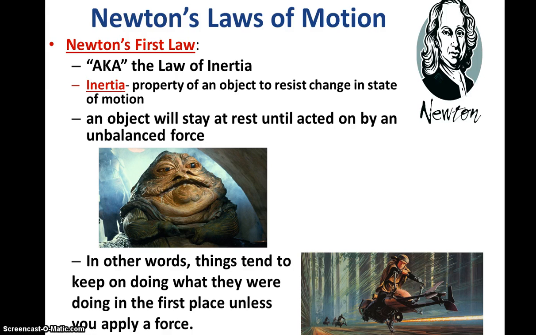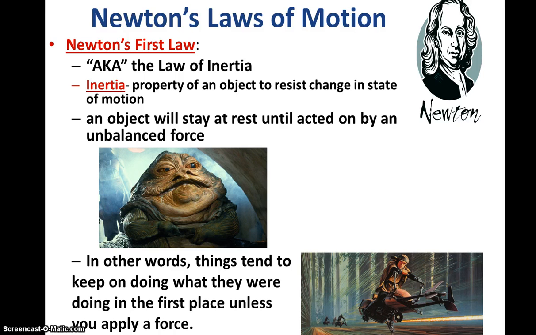And so here you see Jabba the Hutt. Very, very large object. Has lots of mass. So if he's sitting still, he's going to have lots of inertia. It's going to be hard to make him move. His tendency is to stay where he is, unless another force acts upon him. An unbalanced force. Because you can push on Jabba the Hutt, but he's huge. He's not going anywhere unless you're able to overcome the forces that keep him in that place.